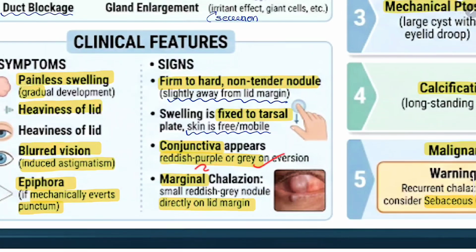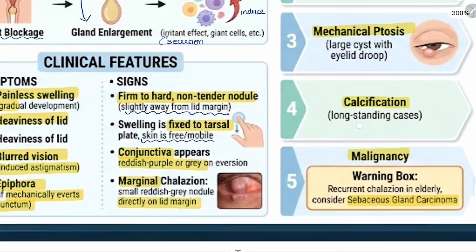On eversion, the conjunctiva appears reddish purple or grey. So, to recap: it is a hard, non-tender swelling away from the lid margin. If it is on the lid margin, it is known as marginal chalazion. The swelling is fixed to the tarsal plate and the skin is free. The conjunctiva appears reddish purple or grey on eversion.